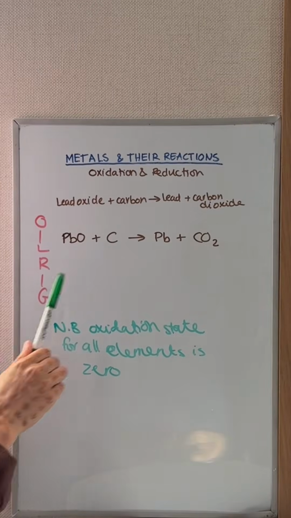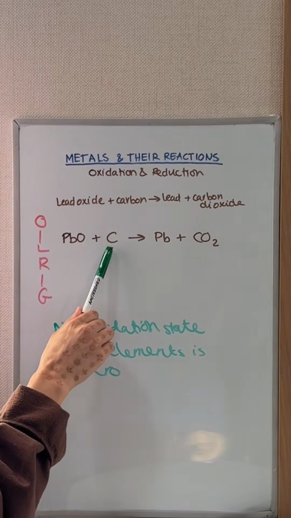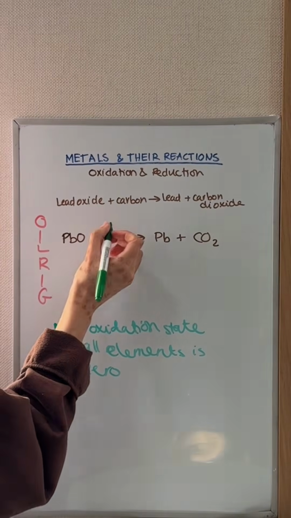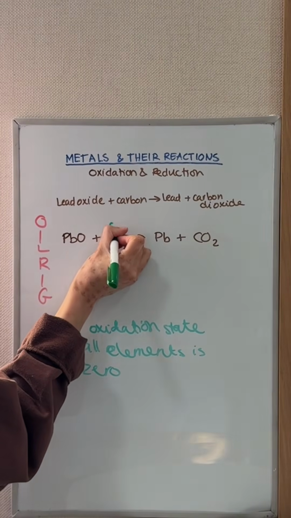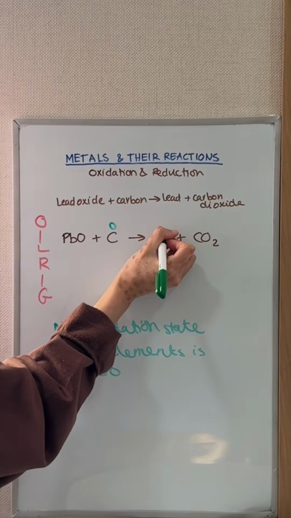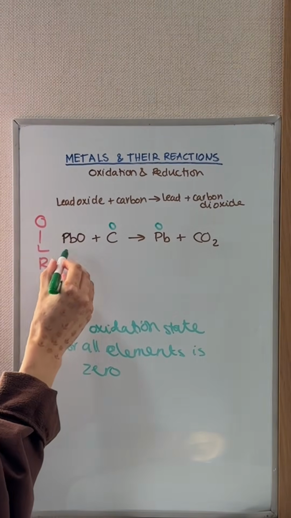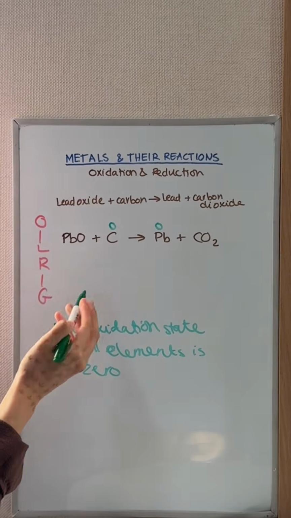So can you recognize the elements in our equation? Well, the element here is just carbon. It's just a carbon element, and lead. So the oxidation state for carbon is going to be 0, and oxidation state for lead is also going to be 0 as well. Okay, now we're going to break apart our lead oxide.